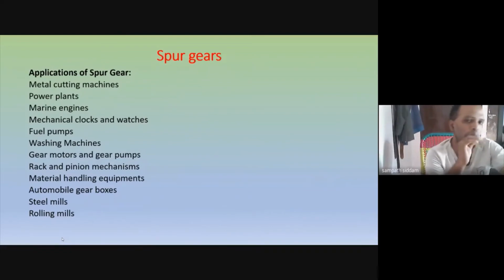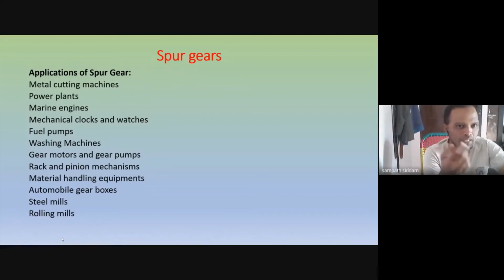Coming to the applications, there are a lot of applications of spur gears: power plants, marine engines, mechanical clocks and watches, fuel pumps, washing machines, gear motors, rack and pinion, and automobile gears. Earlier we used to go with them in automobiles, but right now we are going with other kinds of gears.